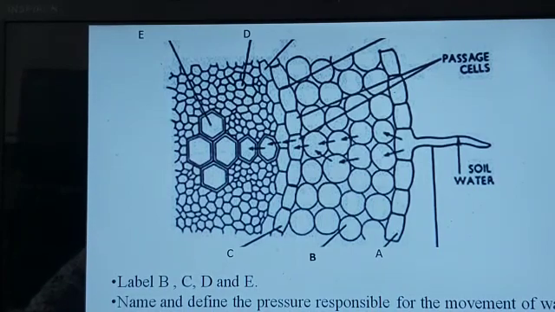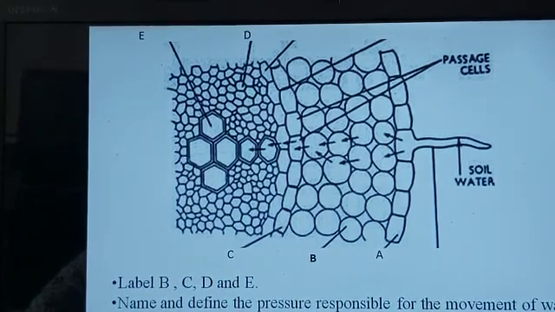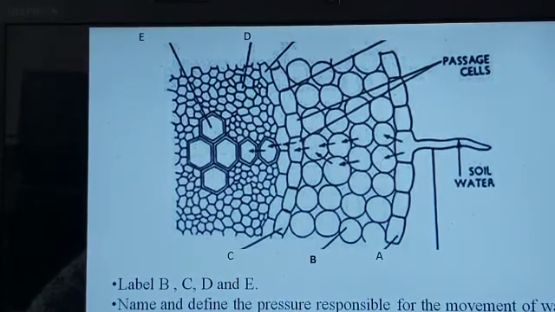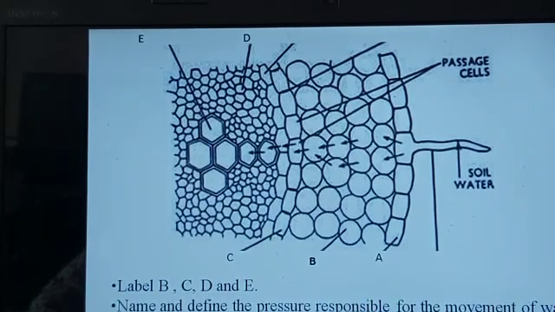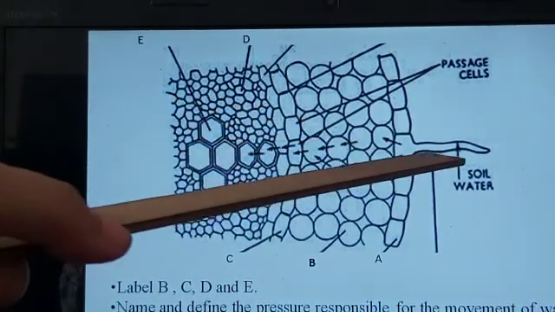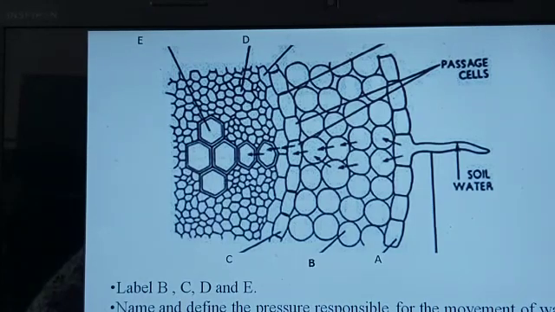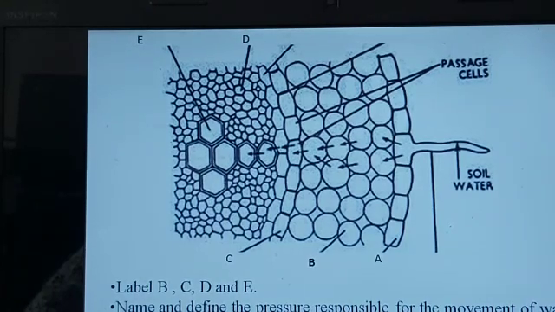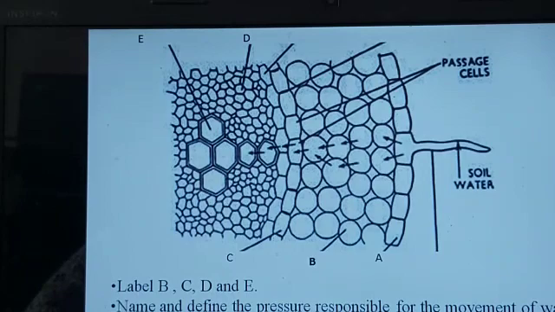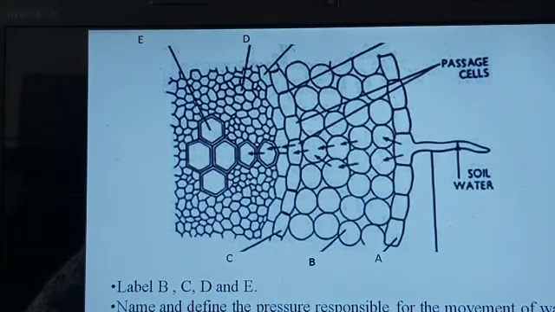Now in continuation to this, there is one more very popular question. What are you supposed to do if you want to get this particular root hair back to normal condition? So the cell is under exosmosis condition. If you want to get the cell back to turgid condition, what do you have to do? You have to immerse this particular cell in either hypotonic solution or water.